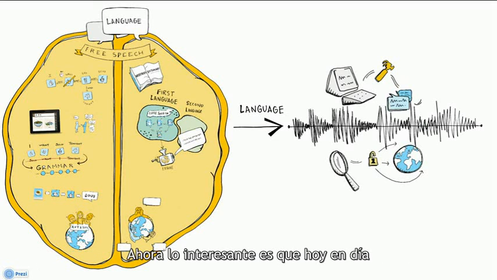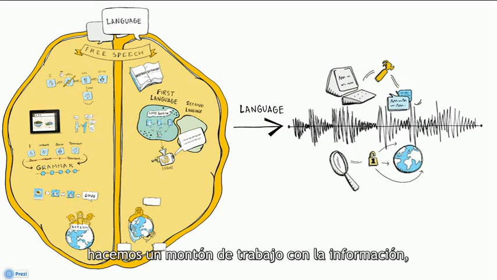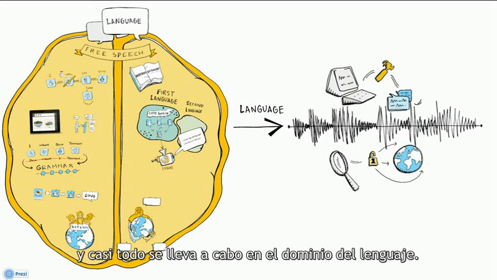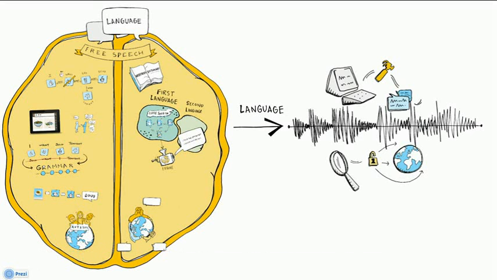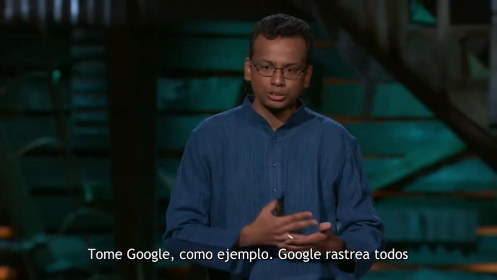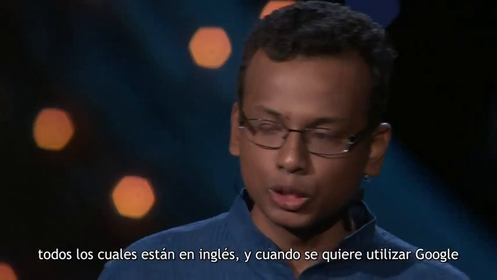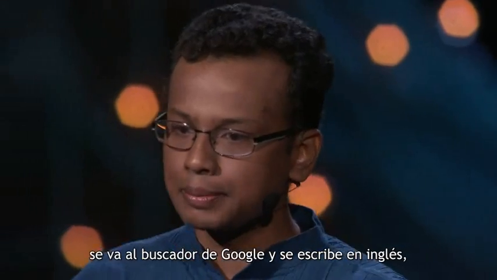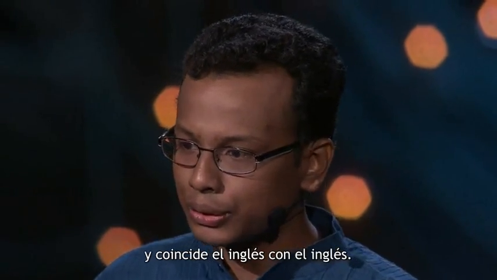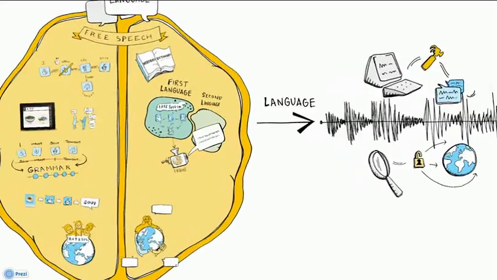Now, what's interesting is that we do a lot of work in information nowadays, and almost all of that is done in the language domain. Right? I mean, take Google, for example. Google trawls all these countless billions of websites, all of which are in English. And when you want to use Google, you go into Google search and you type in English, and it matches the English with the English.